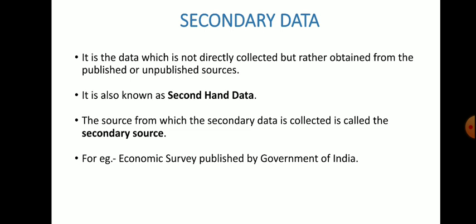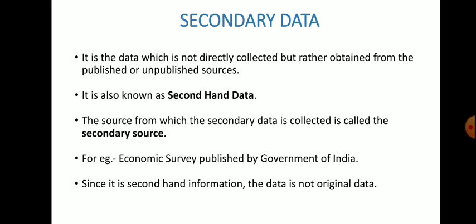For example, the economic survey published by the government of India, or maybe the census record which has been conducted by the government. When they publish those data and I am using them, or someone else is using those data for his or her own research, or myself also for my own research, then it is known as secondary data, secondary data sources. So it is second hand information and the data is not that original.